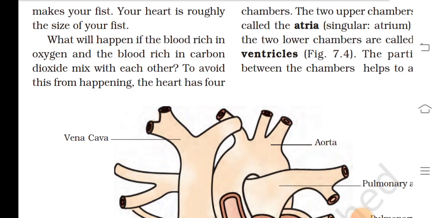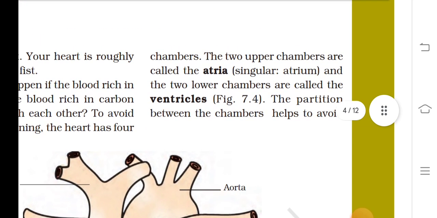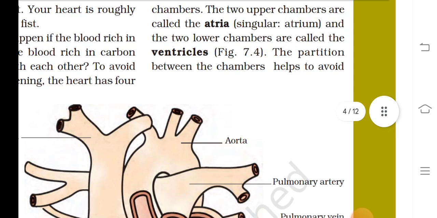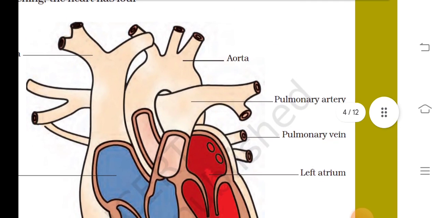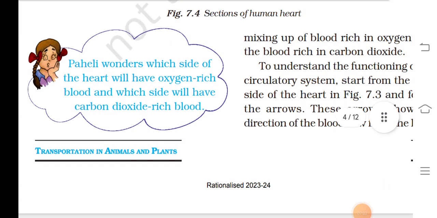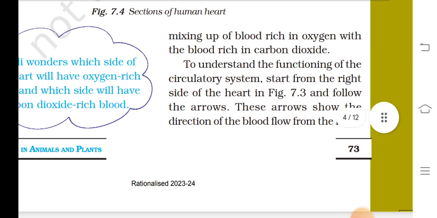What will happen if the blood rich in oxygen and blood rich in carbon dioxide mix with each other? To avoid this from happening, the heart has four chambers. The two upper chambers are called atria, single atrium, and the two lower chambers are called ventricles. The partition between the chambers helps to avoid mixing of the blood rich in oxygen with the blood rich in carbon dioxide. Paheli wonders which side of the heart will have oxygen-rich blood and which side will have carbon dioxide-rich blood.